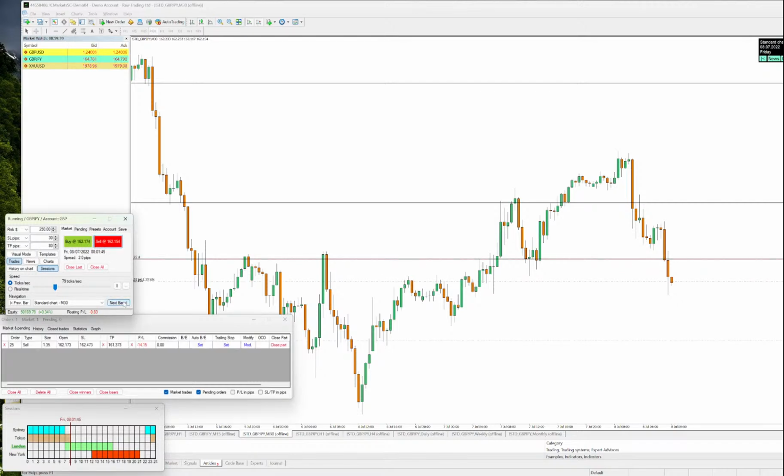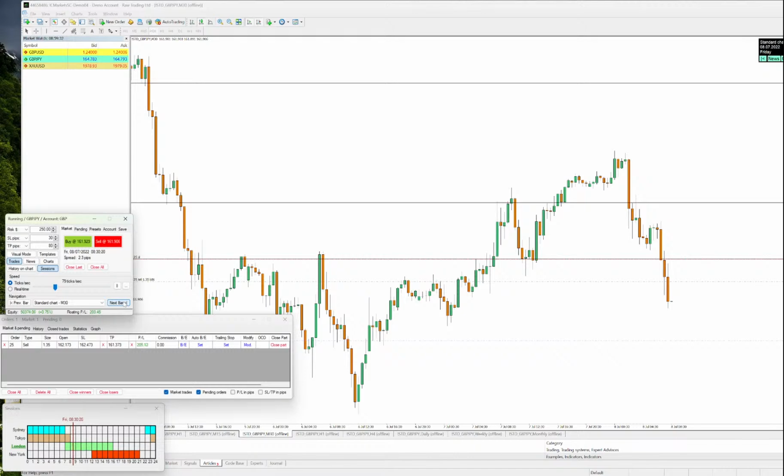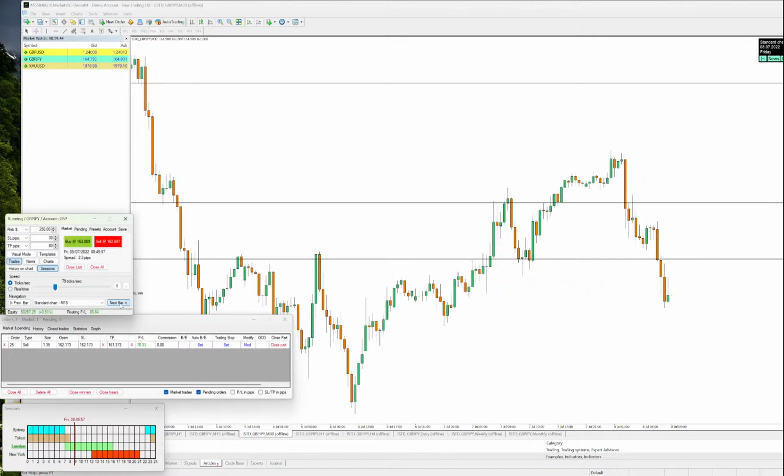Let's take a sell right over here. Very easy sell. Move stops at break even. Let this trade run. Oh, come on now, don't hit break even again. Yeah, now flat down.